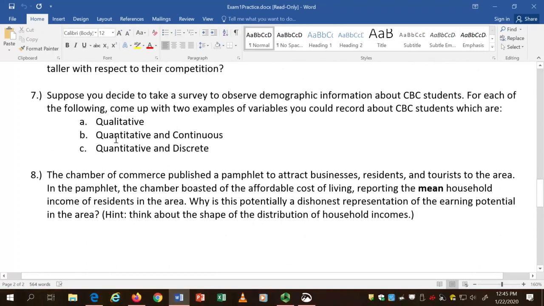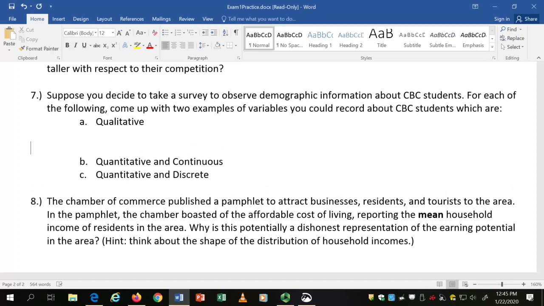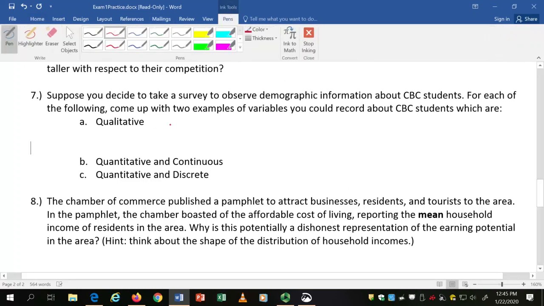Okay, so for 7, talking about different types of variables. If you're observing CBC students, what is the deal with qualitative? It's non-numerical stuff, right? Things like gender, or, what'd you say, whether they're a student or not. Yeah, it could be their enrollment status. Student, non-student, or full-time, part-time, just non-numerical stuff, right?